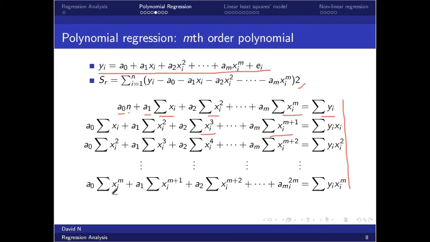And now let us look at the last equation, which has a0 and then summation of x_i to the power m, summation of x_i to the power m plus 1, until summation of x_i to the power 2m. And then on the other side of the equation, we have the summation of the product of the dependent variable and the independent variable raised to the power 1, raised to the power 2, until the independent variable raised to the power m.